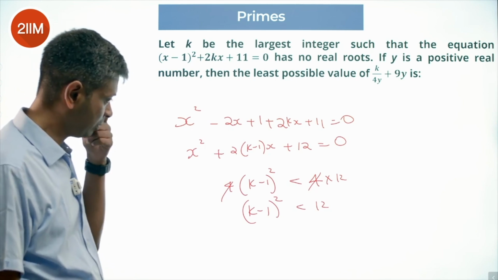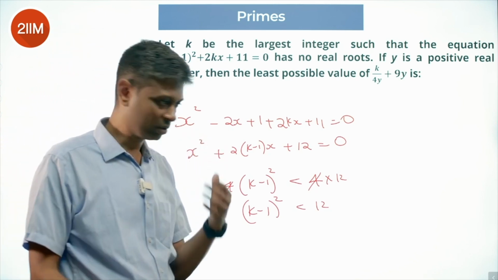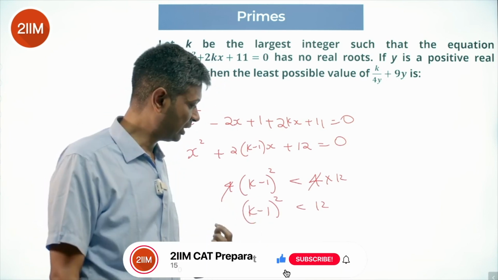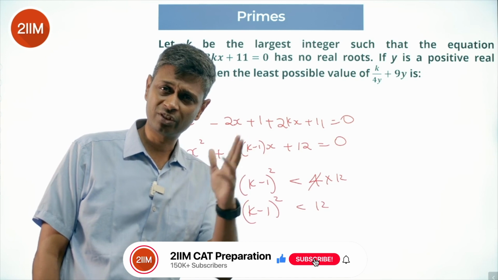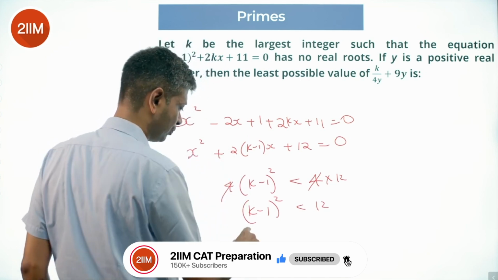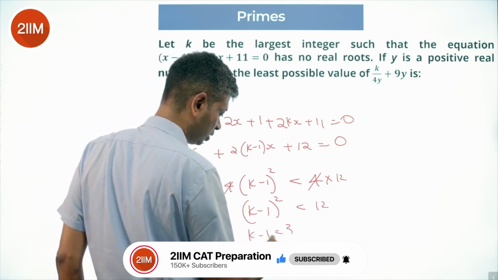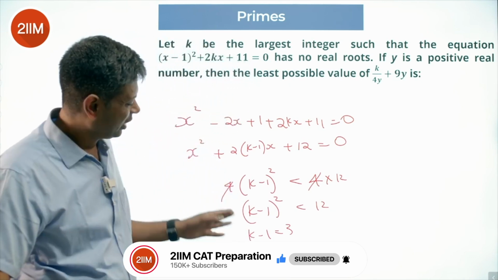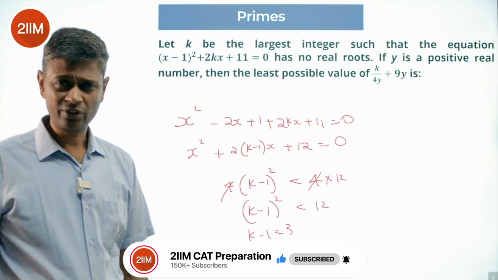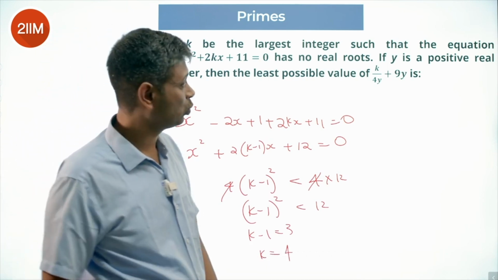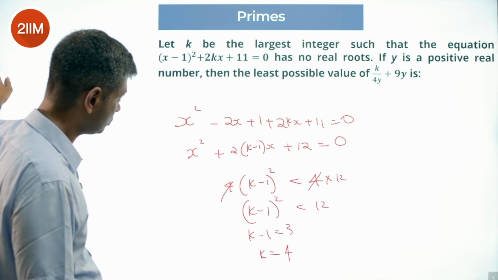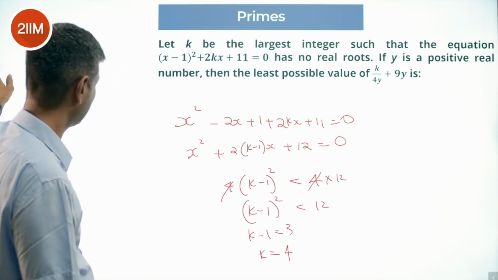So for k − 1, I'm thinking about positive integers because that works better. k − 1 could be 3, but k − 1 should not be 4, since 4² is 16 and 3² is 9. So k − 1 is 3, or k is 4. I don't have to worry about k being −2 or −3 because we're looking for the largest integer, so k is equal to 4.